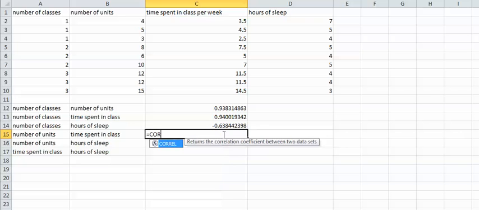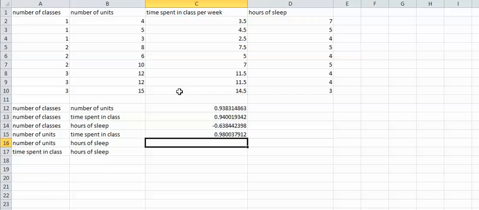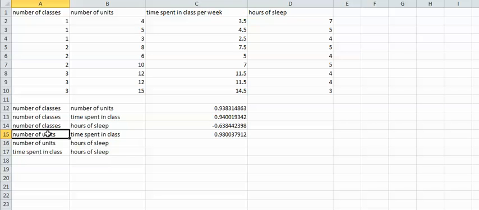Equals CORREL. What about units and time spent in class? It's a 0.98, so it's a positive correlation, and it's even stronger than the other two positive correlations are. So there's a really strong relationship between classes and time spent in class. As this goes up, this consistently goes up with it.